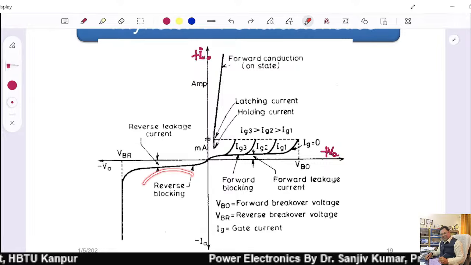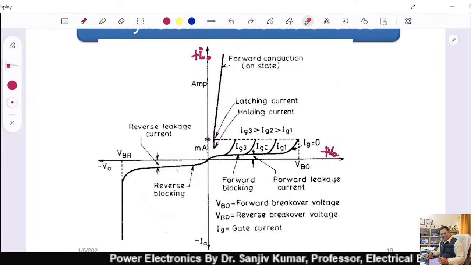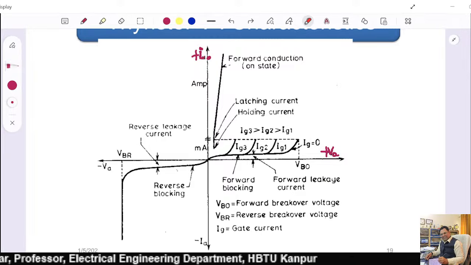This is called reverse blocking state, means you applied negative voltage. Anode you have put negative and cathode you have positive. That is the reverse blocking mode.